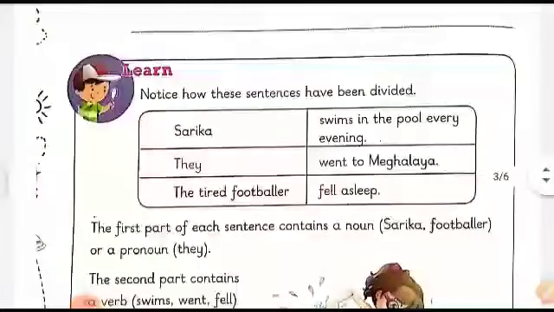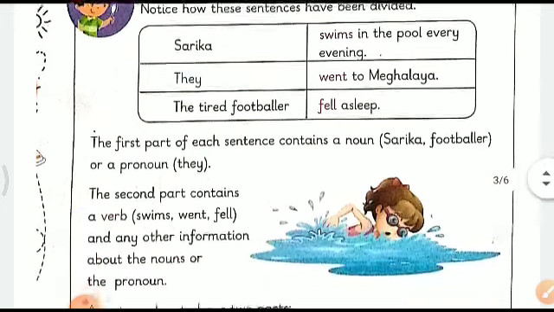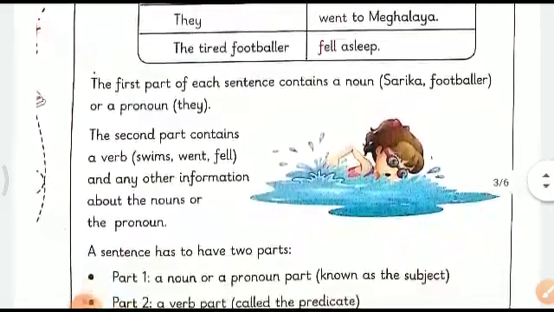Next, see in the learn it is written. Notice how these sentences have been divided. Sarika then swims in the pool every evening. They went to Meghalaya. The tired footballer fell asleep. The first part of the sentence contains a noun or a pronoun, just as I told you. The second part contains a verb and other information about the noun or pronoun.